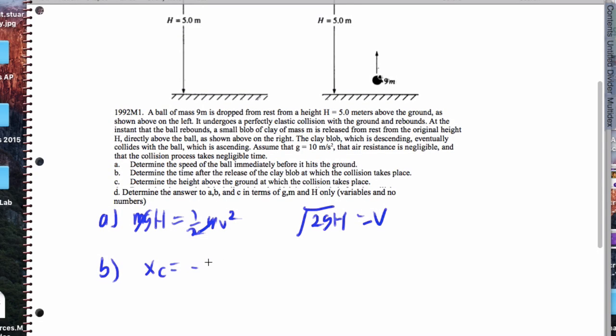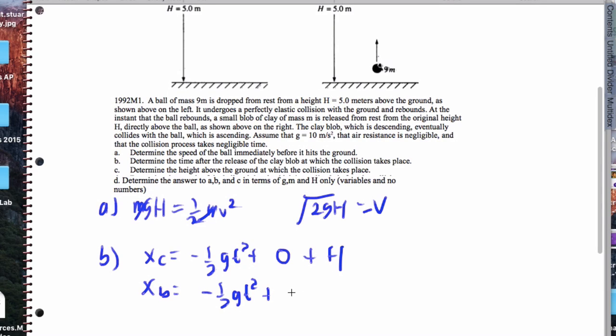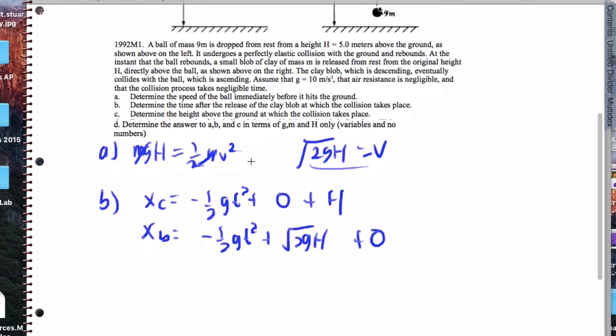X of the clay is -1/2 gt squared plus 0, but we start from a height of h. And for the ball, that's going to be -1/2 gt squared because the acceleration is still downwards, plus its speed at the bottom, which is square root of 2gh, but its initial height is 0. So they're going to meet at the same place, so xc equals xb.